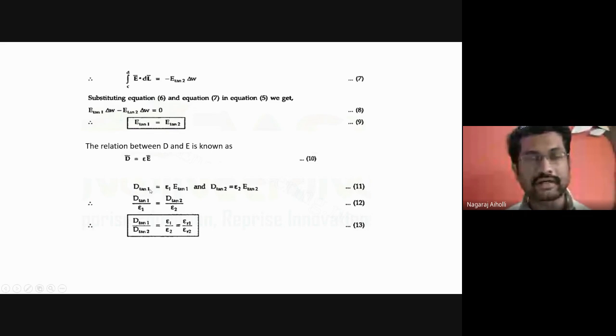For tangential flux density, I'm writing D tan 1 is equal to epsilon 1 E tan 1, and for region 2, D tan 2 is equal to epsilon 2 E tan 2. Take it as equation number 11. Now I'll rearrange the terms here.